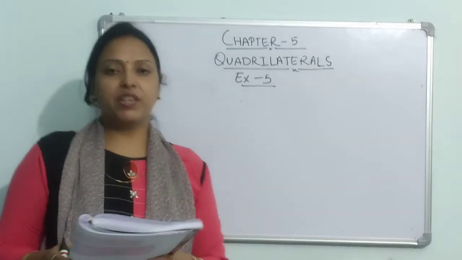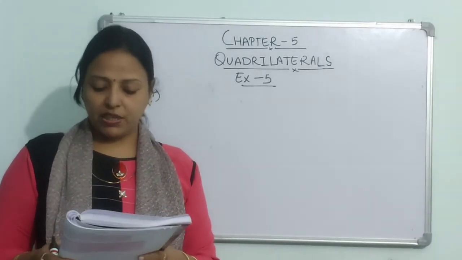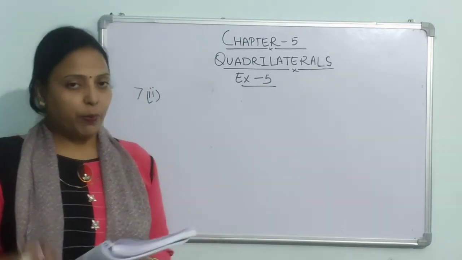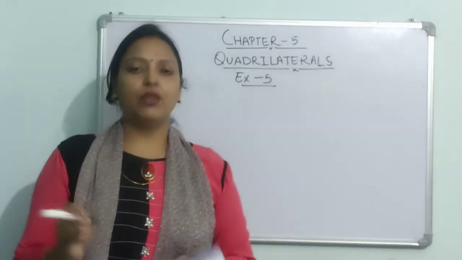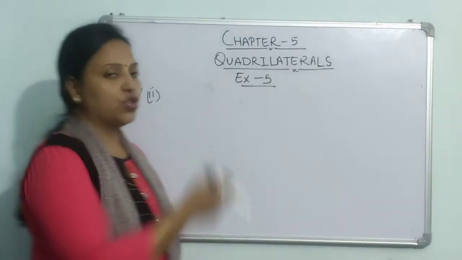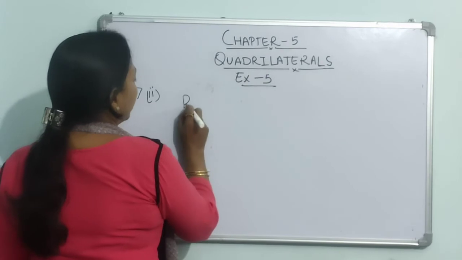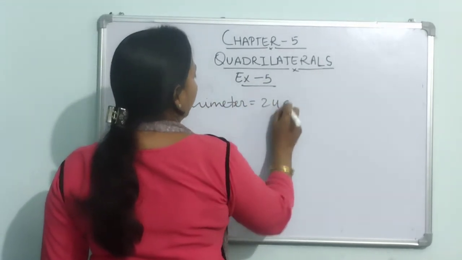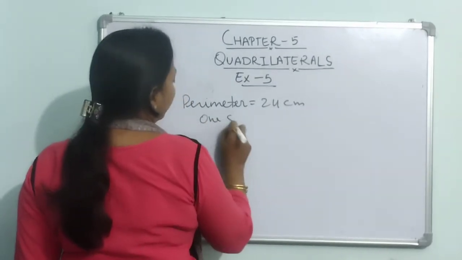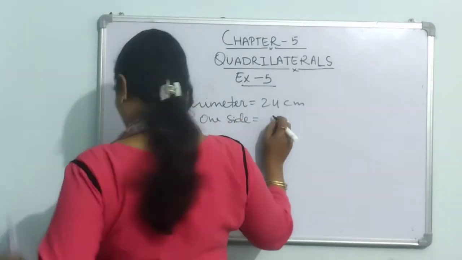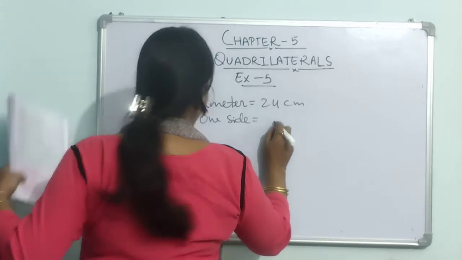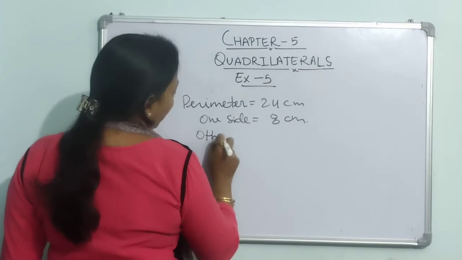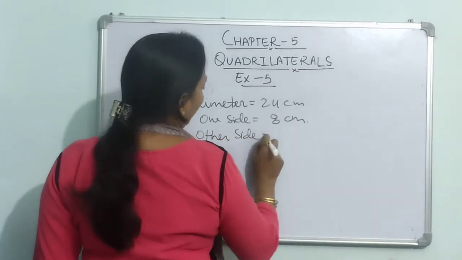Second one, the perimeter of a parallelogram is 24 centimeter. One of its sides is 8 centimeter. Find the other side. So perimeter is given, one side is given, and you have to find the other side. First you note down what is given. Perimeter 24 centimeter. One side is equal to 8 centimeter. You have to find the other side.